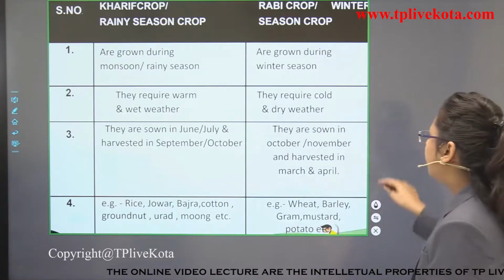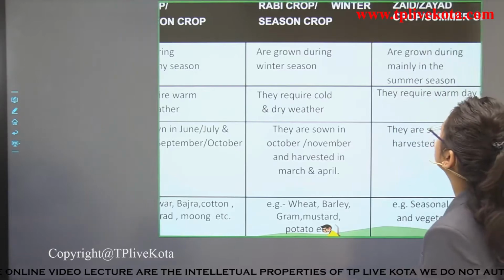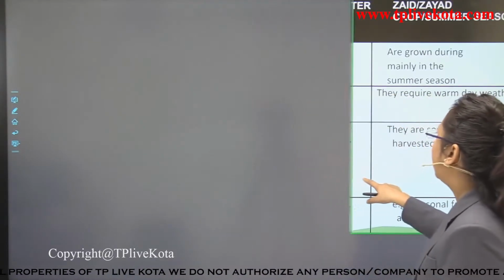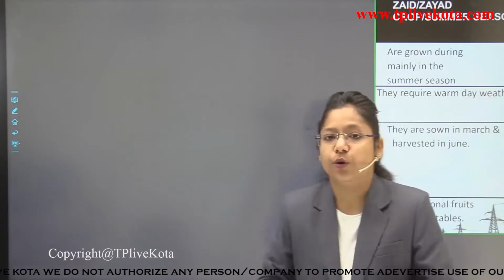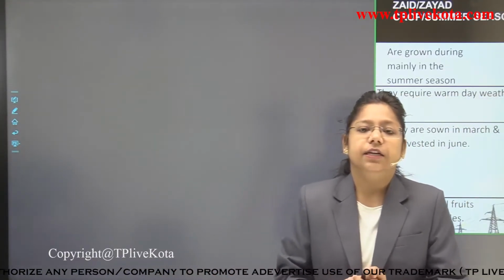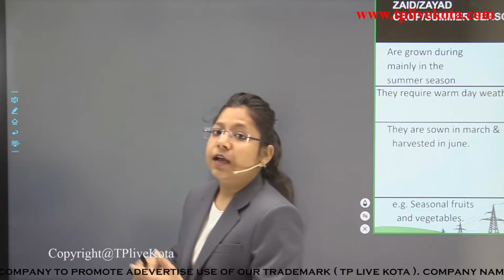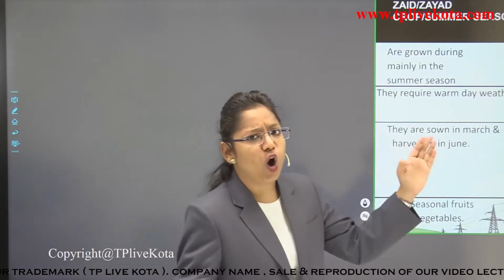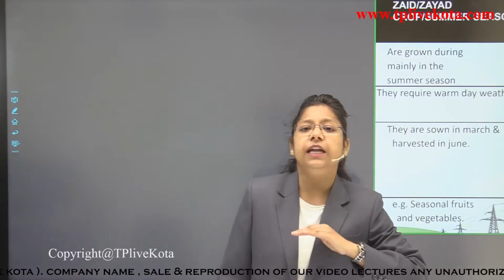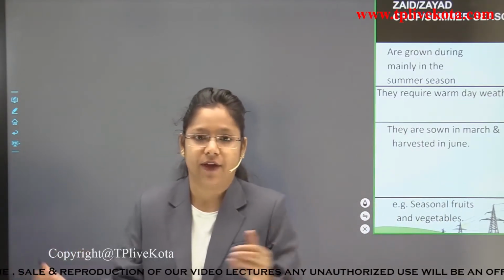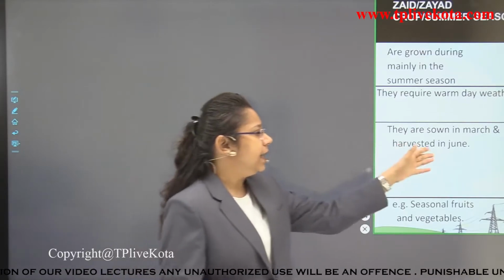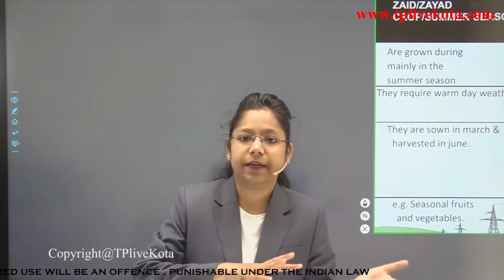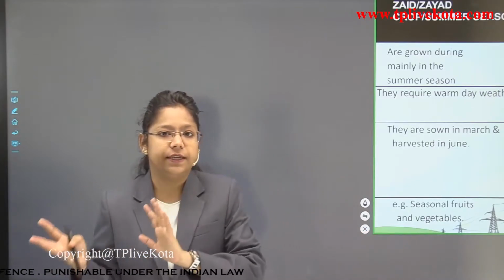Okay. Now, next I am moving towards the Zaid crops. So, Zaid crops are those crops which are grown during the summer season. The season is summer and the crop is Zaid. Now, they require a warm, dry weather, totally warm, or you can say a hot environment to grow. They are sown in March and harvested in June.